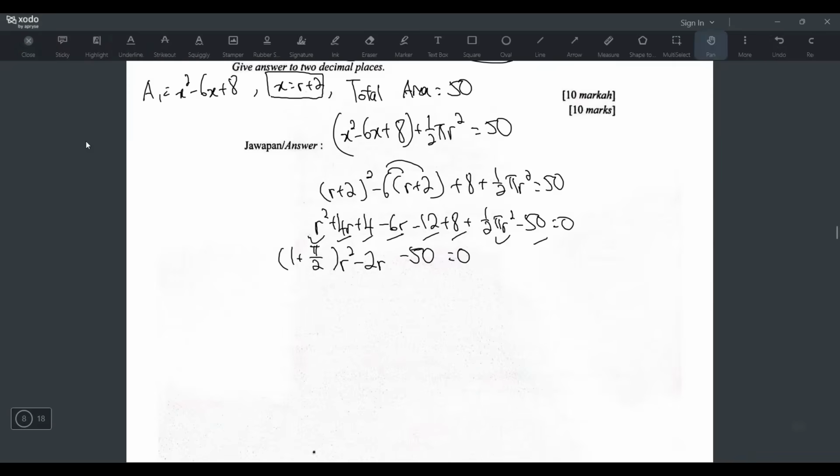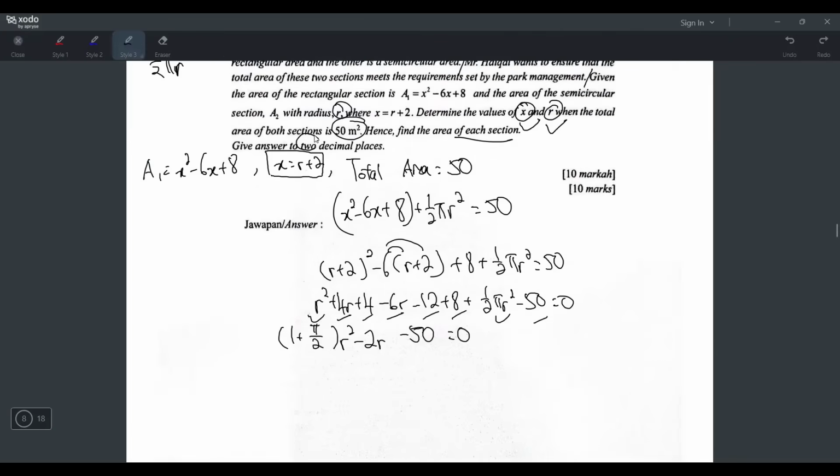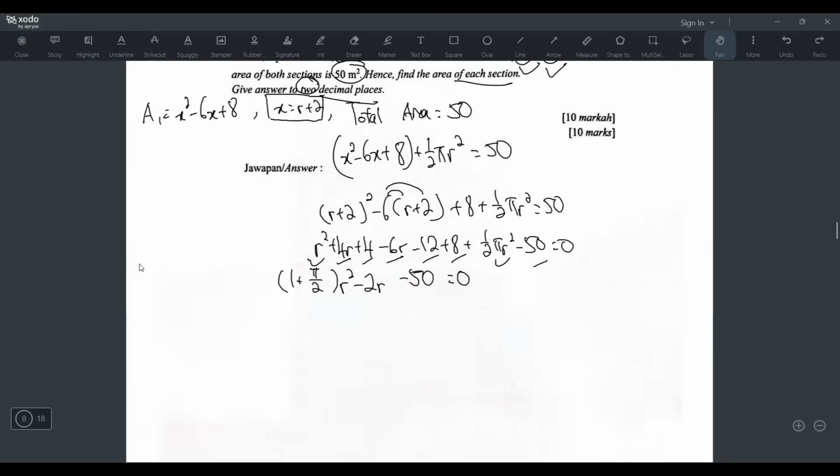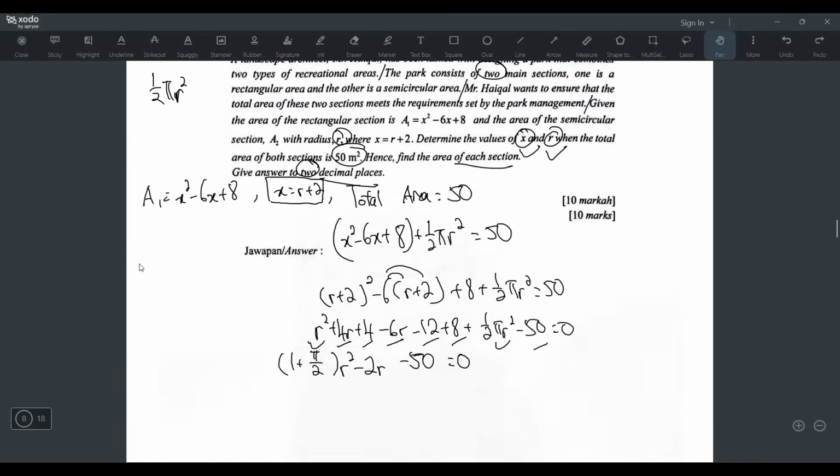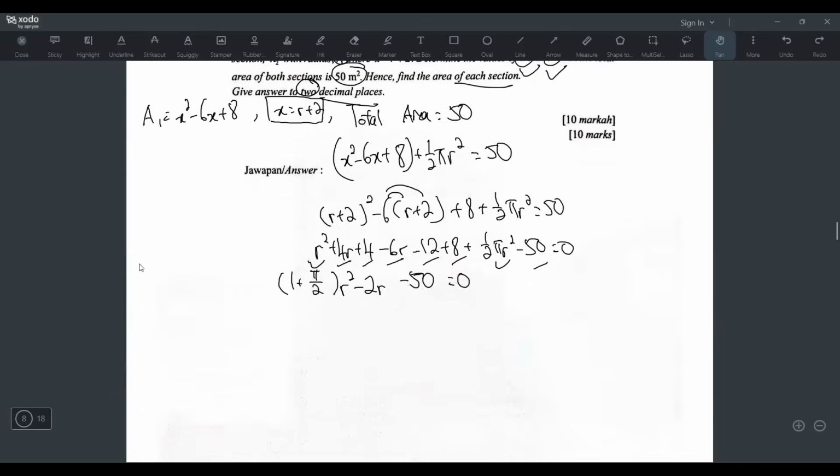Right? And also the question here says to give the answer in 2 decimal places, right? So just remember this. Whenever the question says give answer to 2 decimal places, or 4 significant figures, or 3 decimal places, when you see this kind of thing, usually most of the time it means that you have to use the quadratic formula. Because if they say it like that, it means your answer will not be a good looking answer. It means your answer cannot change to a fraction. So definitely you can't use the factorization method.